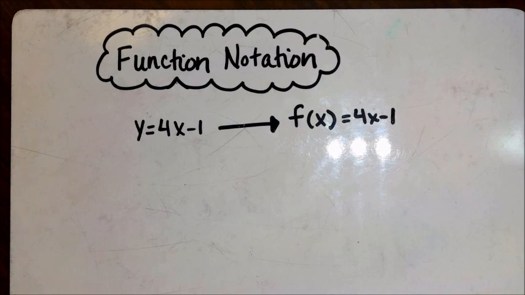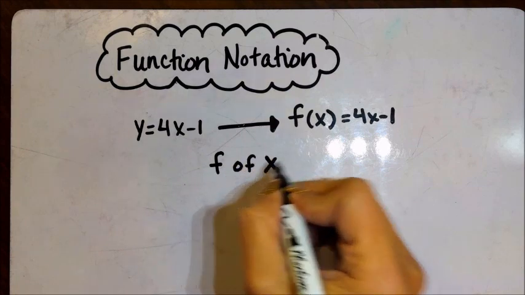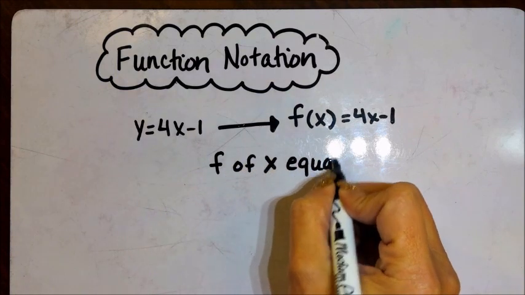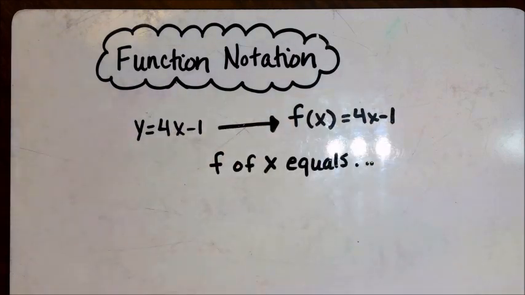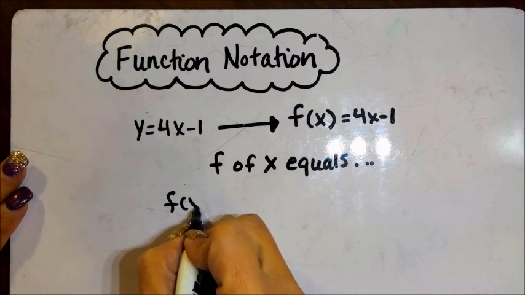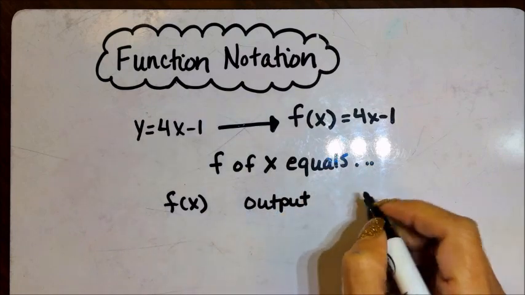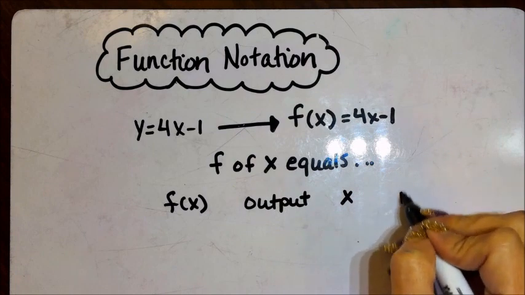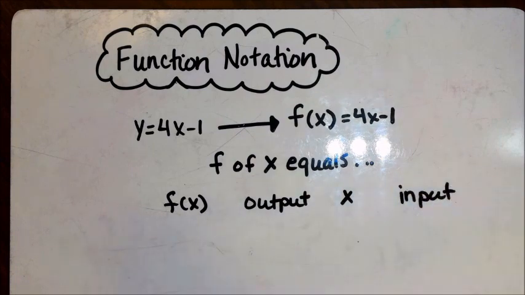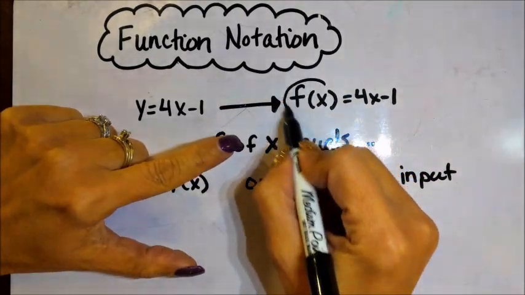This reads as f of x equals 4x minus 1. That's how we read that. Then we're going to say f of x, on that first blank, is the output, and x is the input. So you're filling in the blanks on your paper. Then it gives us f of x equals 4x minus 1, which is what we've got right here. I'm going to just circle that.